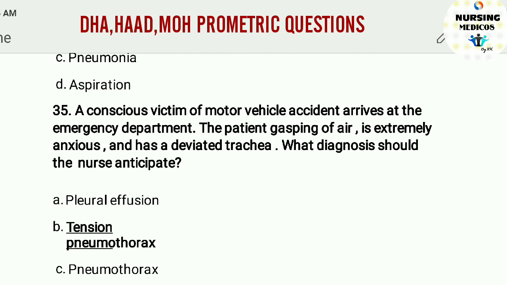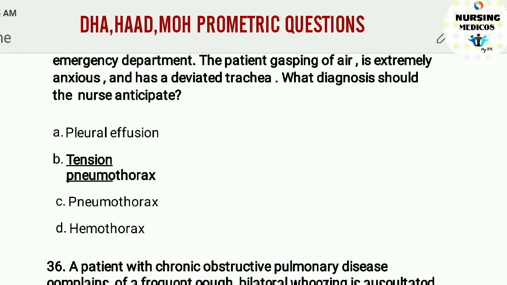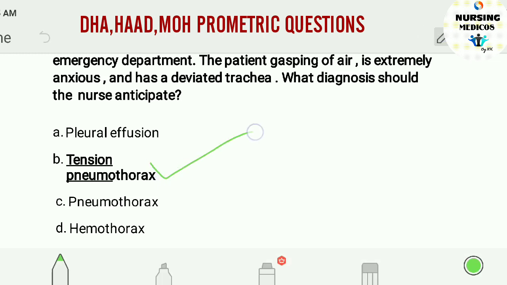Okay, next is 35. A conscious victim of a motor vehicle accident arrives at the emergency department. The patient, gasping for air, is extremely anxious and has a deviated trachea. What diagnosis should the nurse anticipate? A. Pleural effusion. B. Tension pneumothorax. C. Pneumothorax and hemothorax. So the answer is tension pneumothorax.